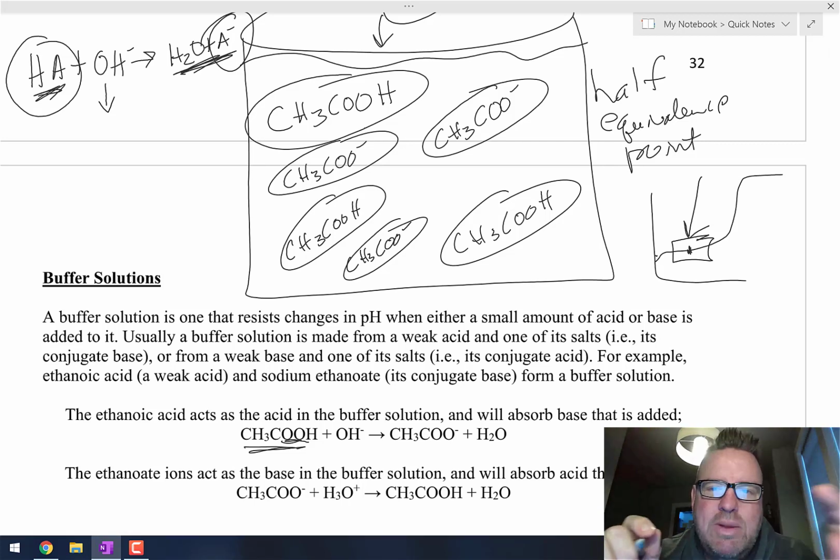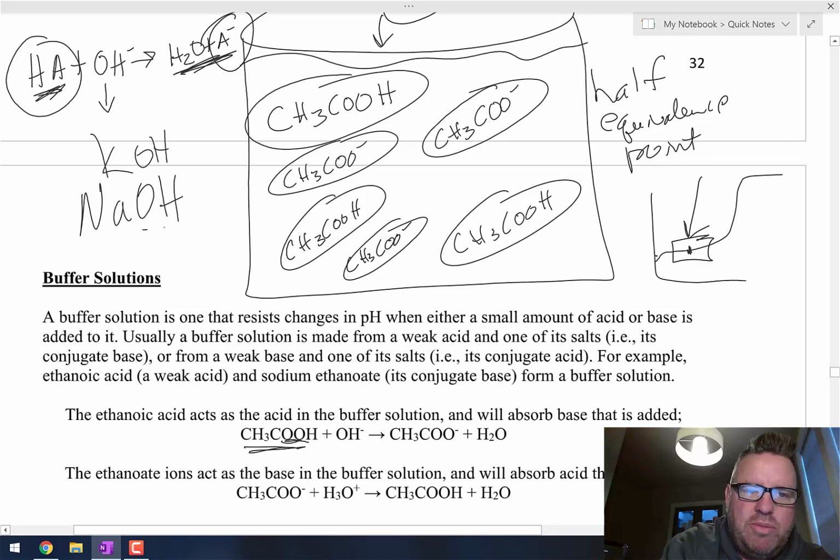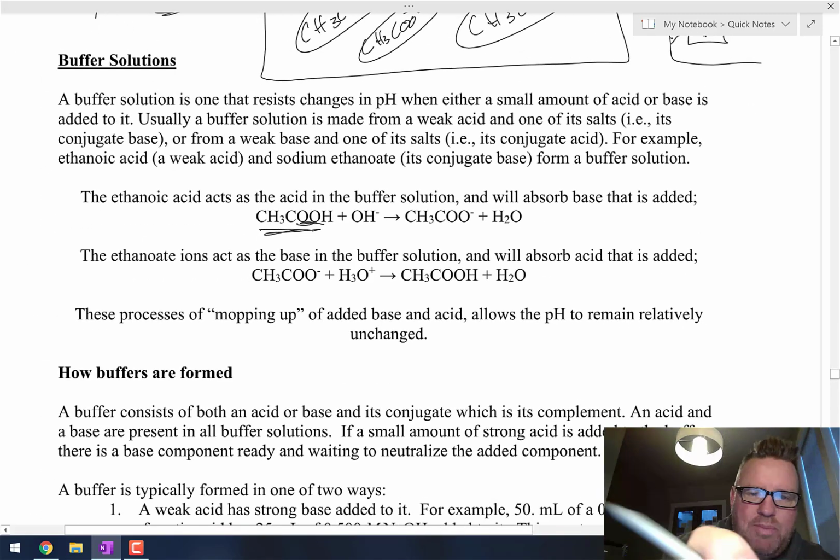If I add some base to that solution, so I'm going to add some NaOH or KOH, or basically some soluble hydroxide compound, that OH minus is going to react. And again, you've only got 2 choices. Is it going to react with the base, or is it going to react with the acid? Well, if you add a base, it doesn't react with the base. A base reacts with the acid. So here you can see it. What happens is the base that you've added will react with the acid component.